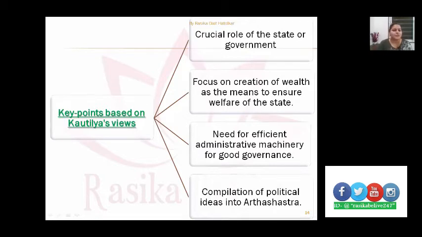So which would be the first to take a decision of? Now isn't it crucial? This is really a crucial decision on the part of a state or government. Focus on creation of wealth as the means to ensure welfare of the state.